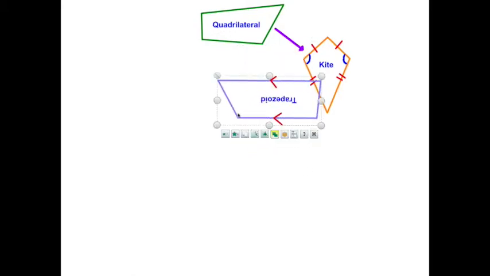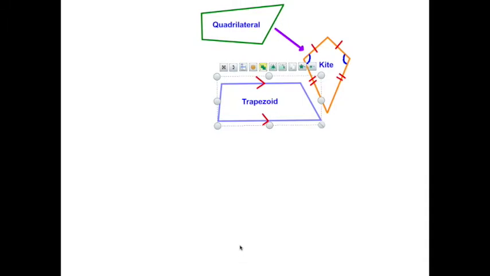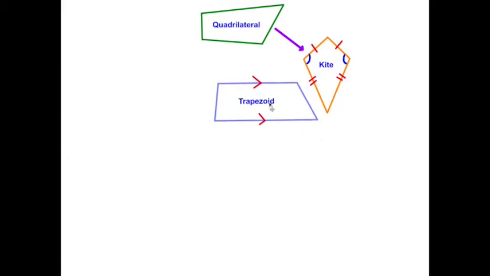These bases here are going to be parallel, okay? And the sides that are not parallel, that we don't consider bases, those are called legs. So this is going to be considered a leg, and this is going to be considered a leg. And there's nothing really special about the legs right now, okay? Something also to notice is that these 2 angles here, these consecutive angles, are going to be supplementary, meaning they're going to equal 180 degrees.